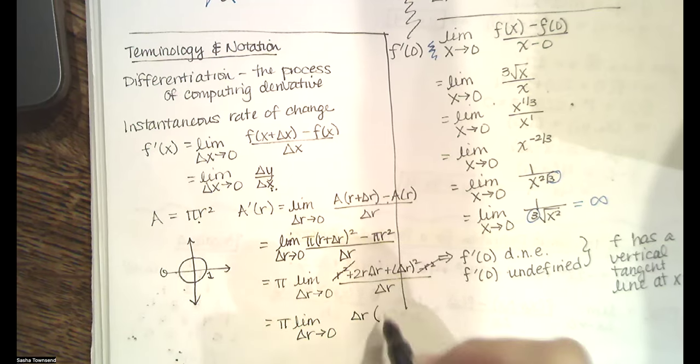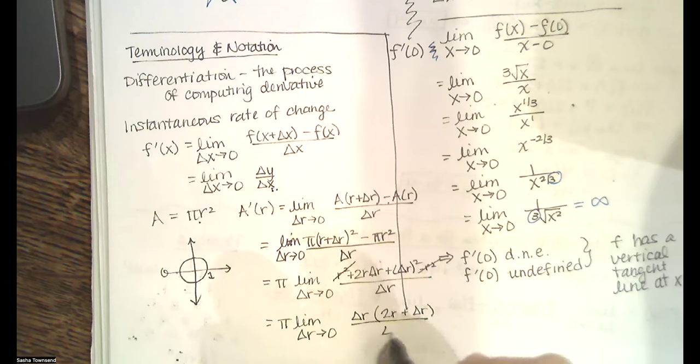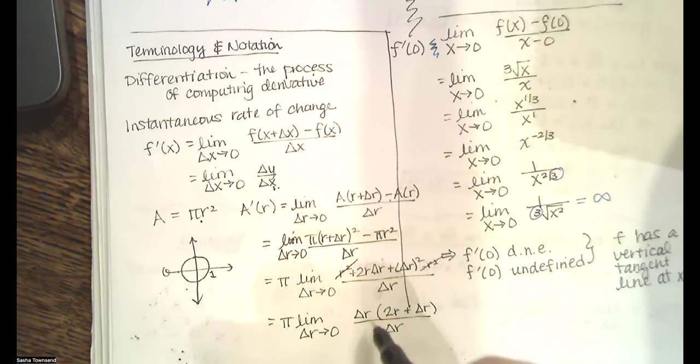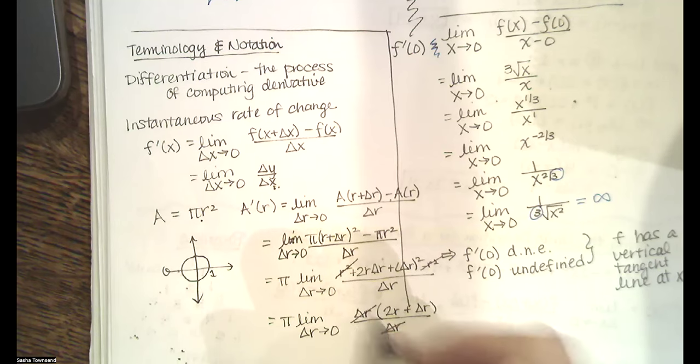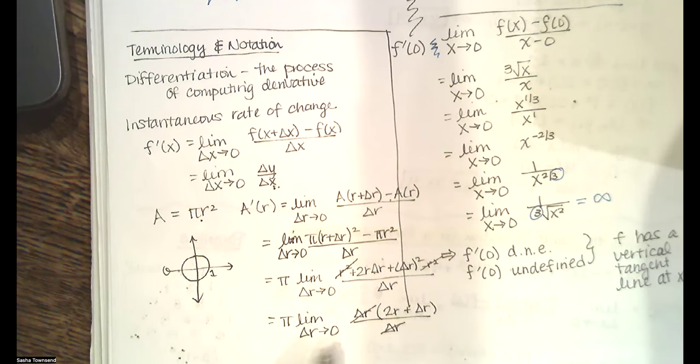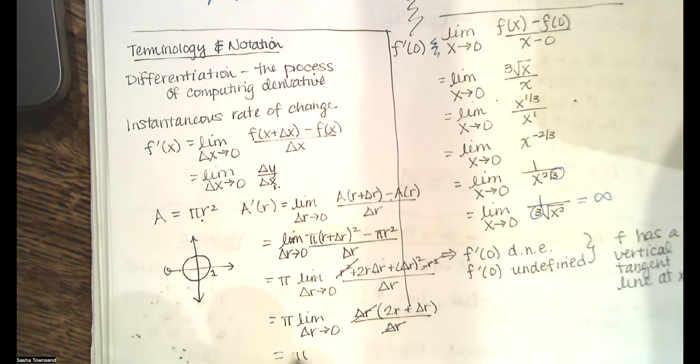But if we factor out the delta r, we have delta r times 2r plus delta r. 2r delta r gives us the first term. Delta r times delta r gives us the delta r squared, all divided by delta r there. And now that factor of delta r appears in the numerator and denominator. Since delta r is not 0, but it's getting very, very close to 0, that's just a number divided by itself, which is 1, as long as delta r isn't 0. So the limit of this expression is actually equal to the limit of this expression as delta r goes to 0. Now this expression is continuous at delta r equals 0, so we plug in delta r equals 0.